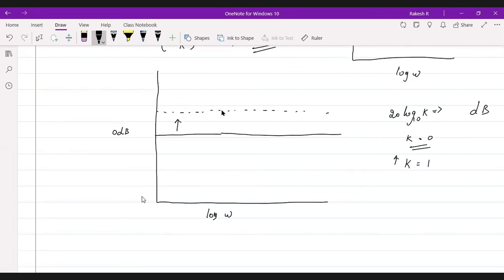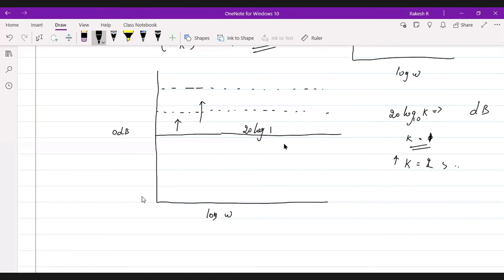Similarly, when you increase the value of k to 2, 3, etc., that means the system value is moving upward here. Sorry, when the value of k is 1, the system is 0 here. That is 20 log 1, which is 0 dB. So the system will be, this is 20 log 1 here.